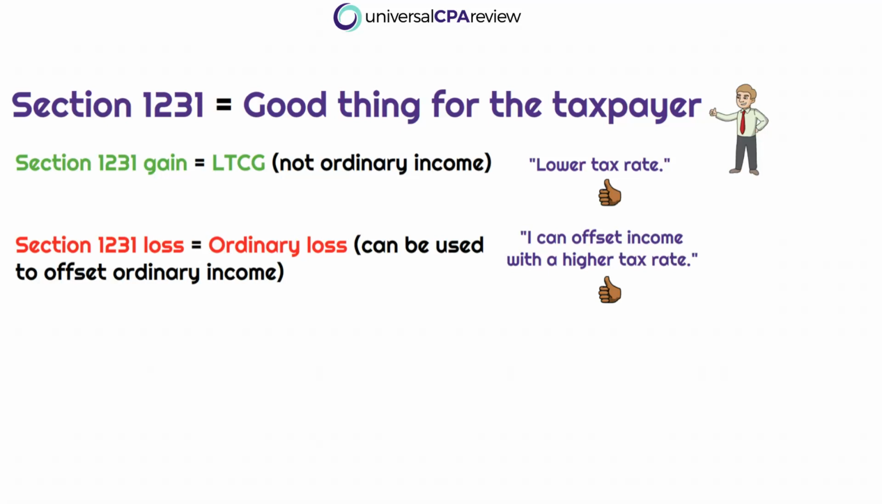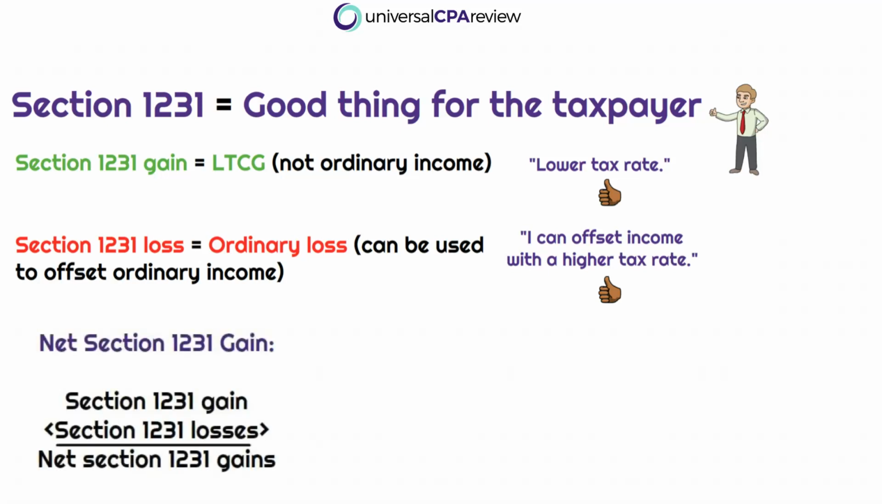Well, we ultimately are calculating net Section 1231 gains. When I say net, I mean we're going to take all of our Section 1231 gains and all of our Section 1231 losses, and we're going to net them together. If we have a Section 1231 gain, this is going to be treated as a long-term capital gain, aka not ordinary income. So let's stop right there. Why would that be a good thing for the taxpayer? Because capital gains will be taxed at a lower tax rate than ordinary income.